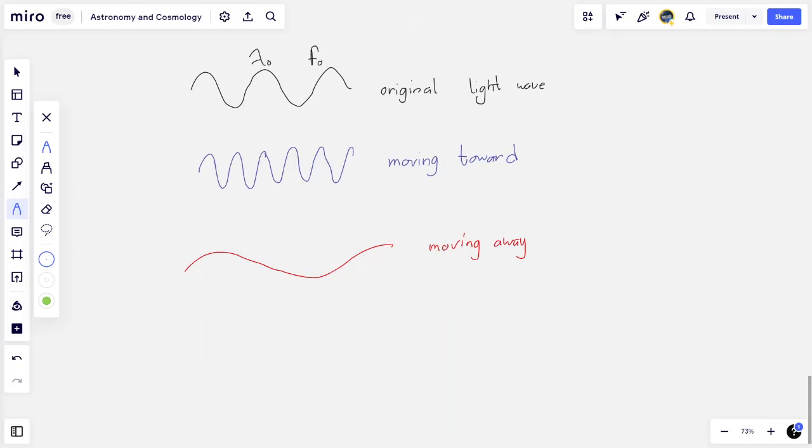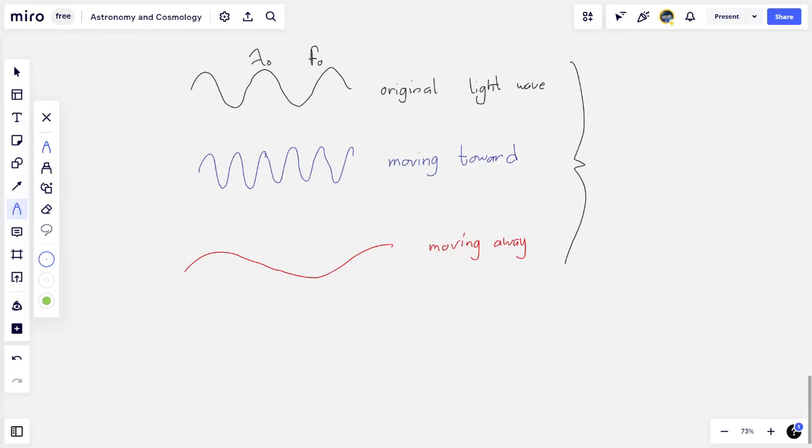And if I look at everything in the universe, most things have this redshift to it, which tells us that things are moving away from us. So this is a hint that the universe is expanding. It's actually much more than a hint. It's conclusive evidence that the universe is expanding. Everything is moving away from everything else.